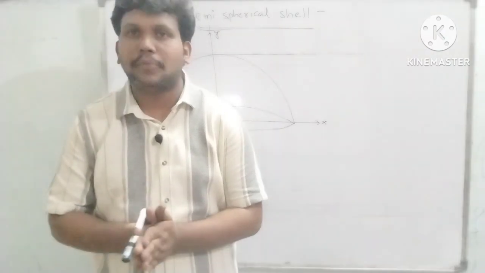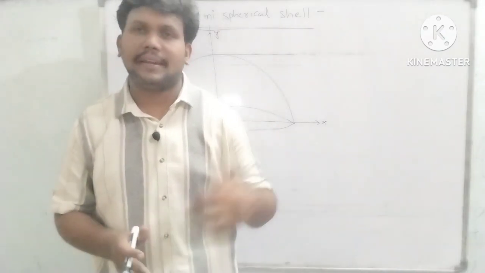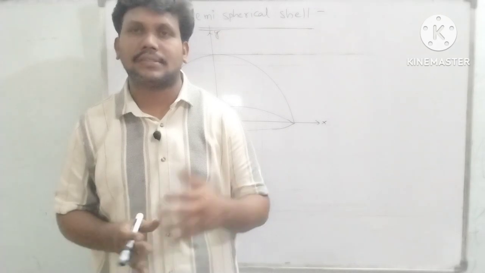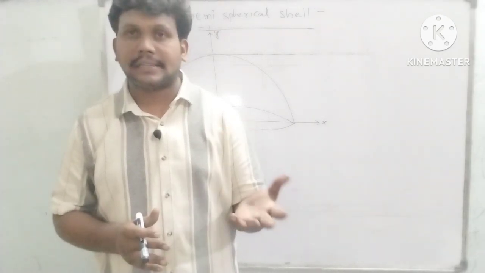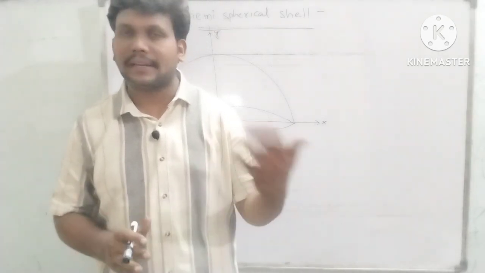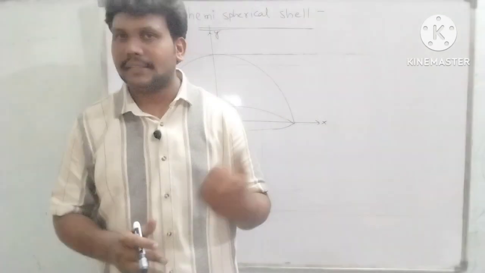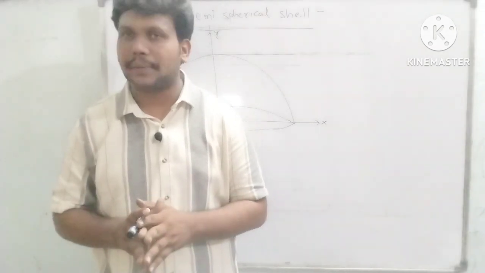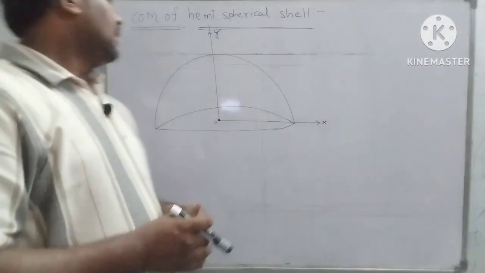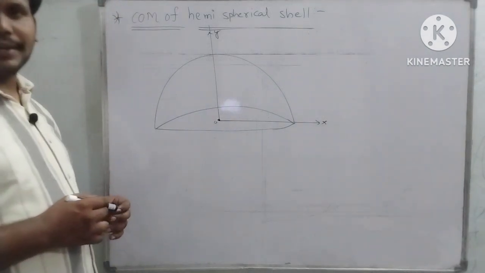Today we are going to discuss the center of mass of a hemispherical shell. Already in the previous classes we discussed the center of mass of the ring, disc and triangular lamina also. But now in this class we will discuss the center of mass of the hemispherical shell. Let us come into that. Okay, right, this is the hemispherical shell.